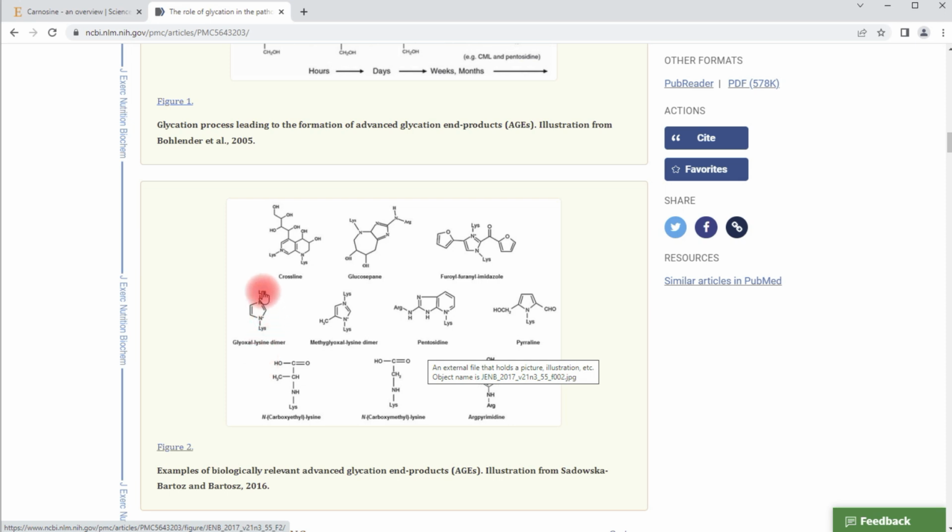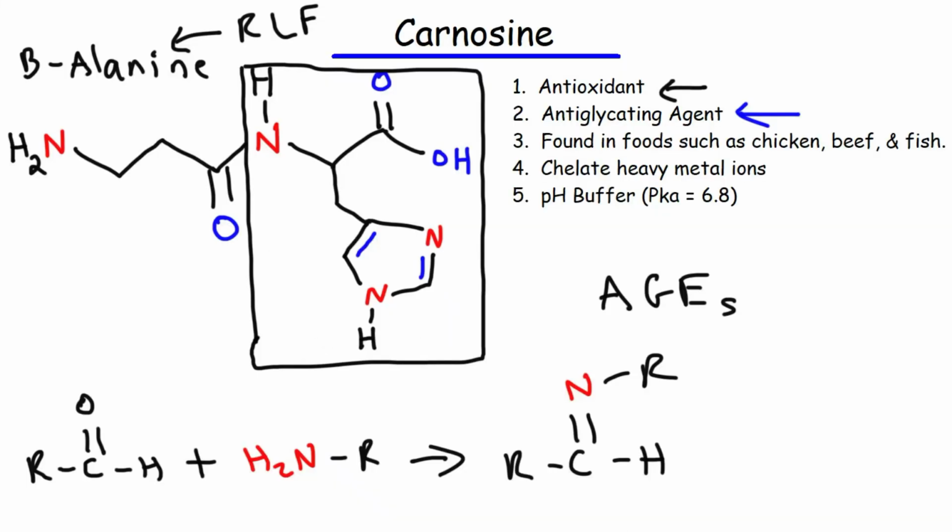But notice lysine is especially involved in these reactions. You could see lysine binding with these sugars and creating these different molecules. So lysine and arginine, because of the NH2 group that they have in their side chains, are susceptible to the Maillard reaction. Now, the mechanism by which carnosine acts as an anti-glycating agent, scientists have yet to figure out.